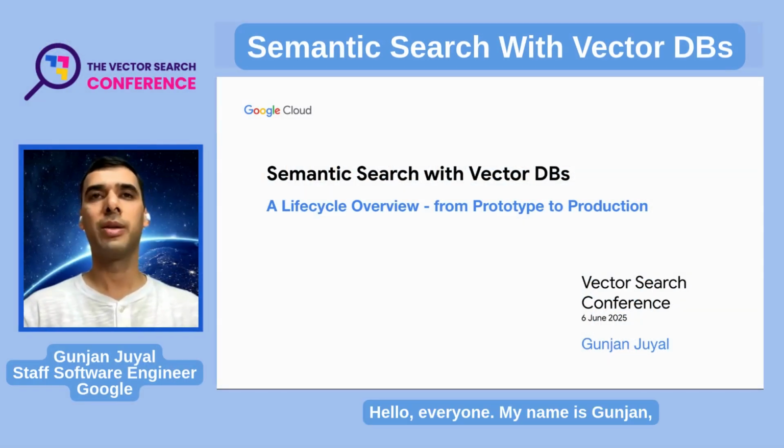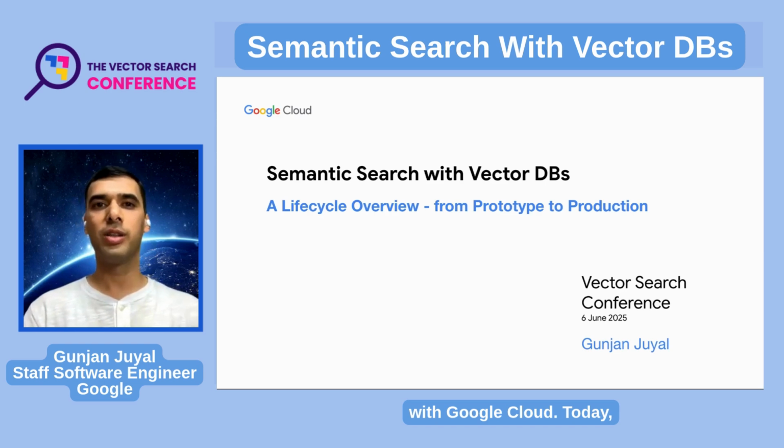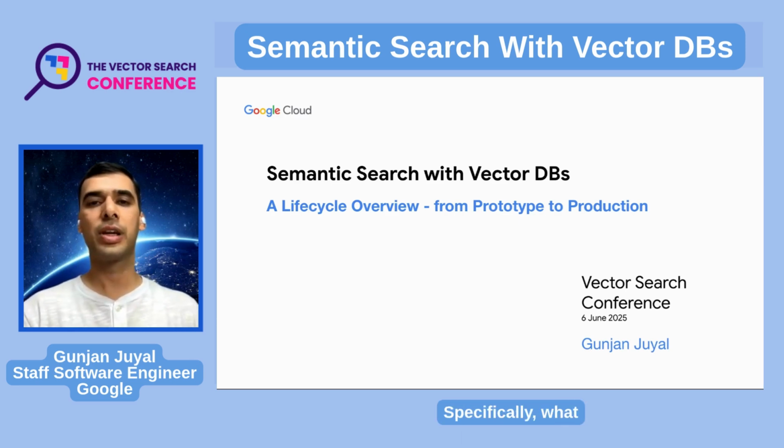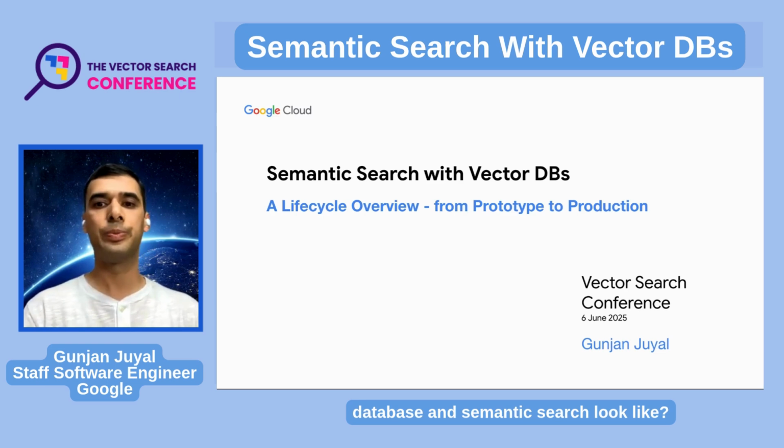Hello, everyone. My name is Gunjan, and I am a staff software engineer with Google Cloud. Today, I will be talking about semantic search with vector databases. Specifically, what does an end-to-end life cycle of a vector database and semantic search look like?